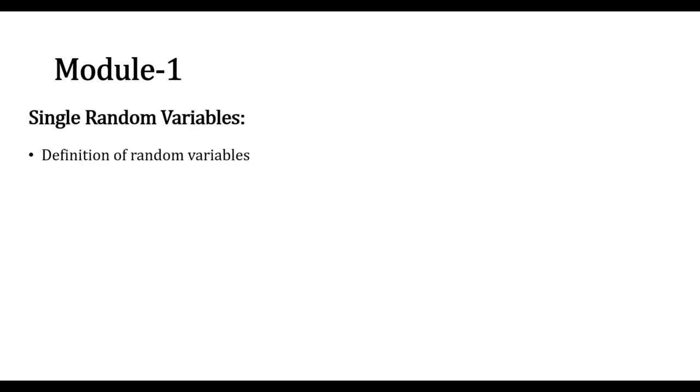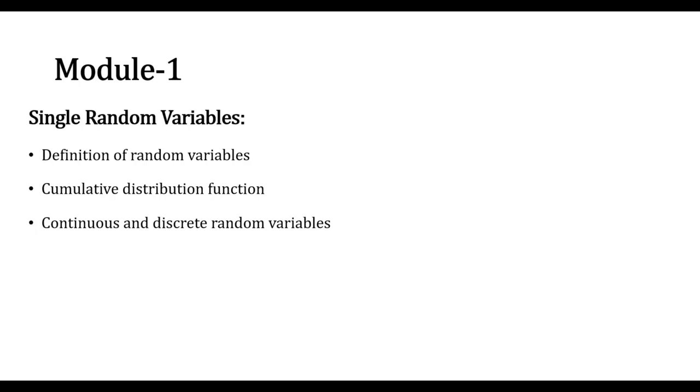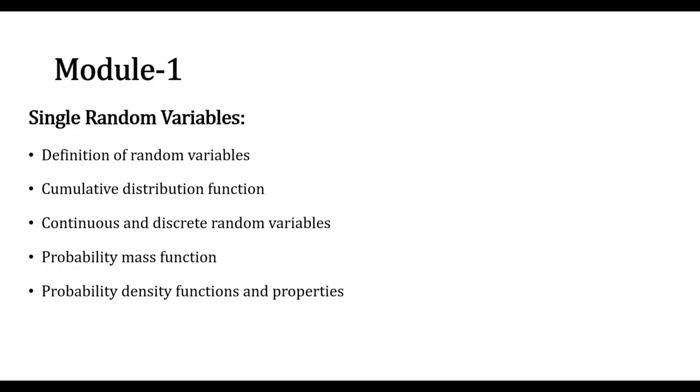Fine. So I will glance at what you mean by module 1, and what we will cover in it. First we will say what you mean by a single random variable, its definition, what you mean by a CDF, cumulative distribution function, then what you mean by continuous random variables and discrete random variables. PMF, what is that? A probability mass function, probability density function and its properties.